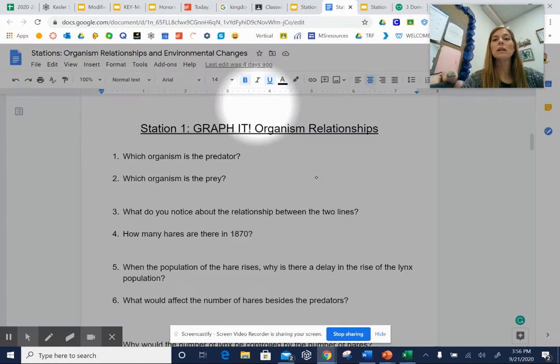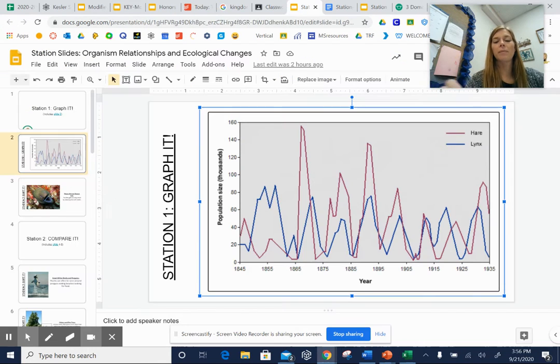So when you look at this, it's also asking you what relationship do you see, and how many hares are there in 1870? Okay, well, the relationship should be something like, as one population goes up, the other population also tends to go up, even if it's a little delayed. Every time you see the hare population go up, the lynx population will go up. And then you'll see the lynx population go down, and the hare population will go down. So it's kind of like this roller coaster relationship.